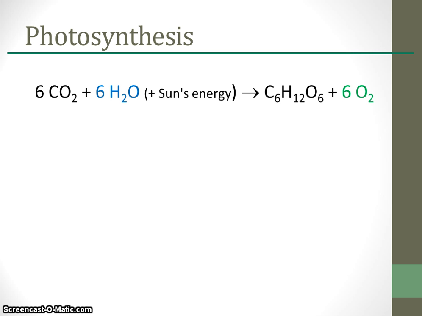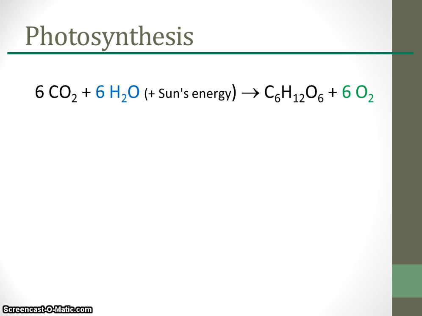6 carbon dioxide molecules combined with 6 water molecules, in the presence of energy from the sun, yields 1 simple sugar molecule and 6 oxygen molecules. Photosynthesis begins with light reactions. Light energy is absorbed by chlorophyll, which is a pigment molecule, and the light energy is converted into ATP and NADPH.